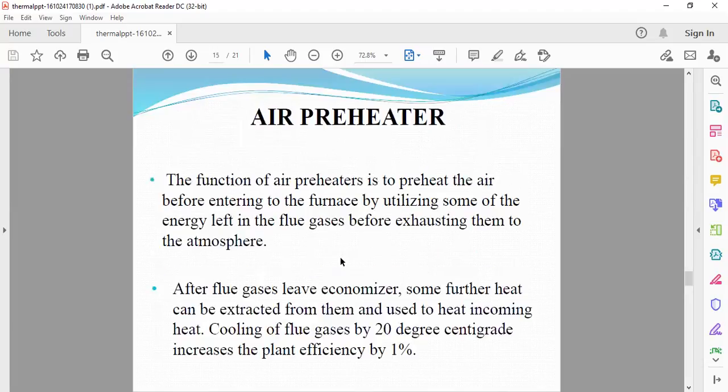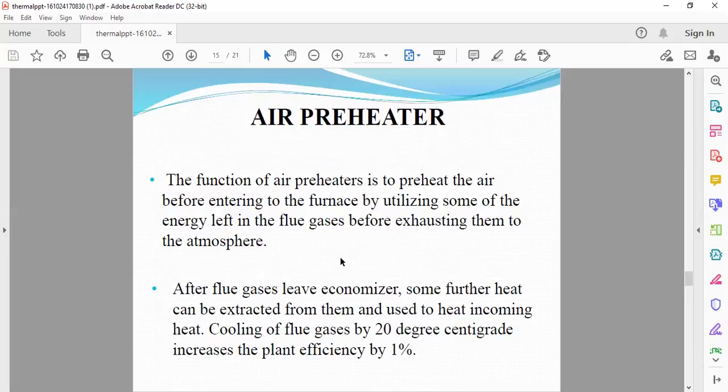Next we go with the air preheater. The function of the air preheater is to preheat the air. Whatever heated air is there, we again heat it before it enters the furnace, by utilizing some of the energy left in the flue gases. We are getting hot gases, and those hot gases are used to heat the feed water again. Again here we take the hot gases exhausting from the flue gases, and they are used to preheat the air.